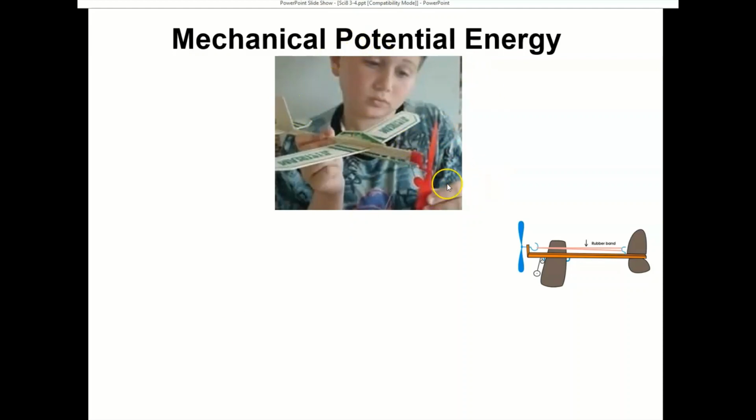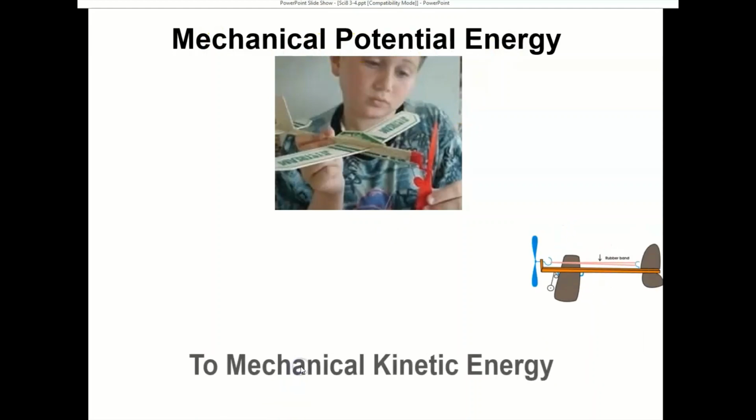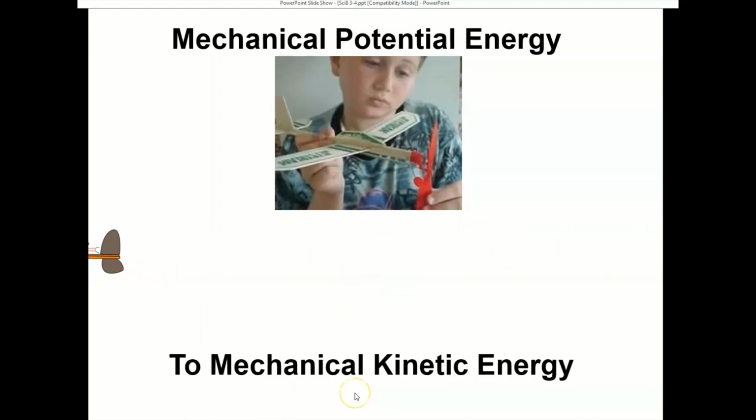He's going to actually turn this propeller, which spins the rubber band up, twisting it, and that rubber band doesn't want to stay twisted, it wants to untwist. But as long as he's holding on, all that energy has no place to go. As soon as he lets go, the mechanical potential energy is going to turn into mechanical kinetic energy.